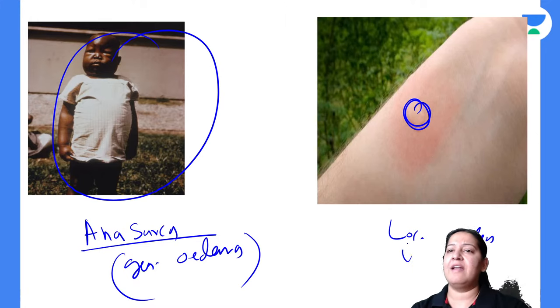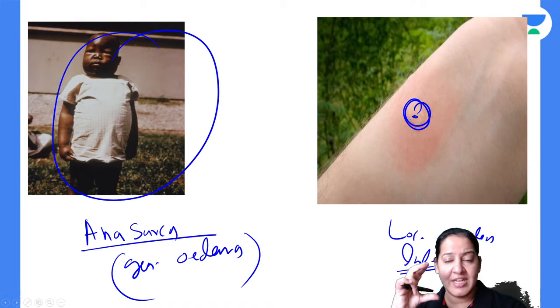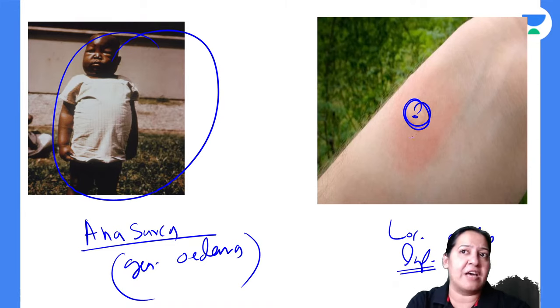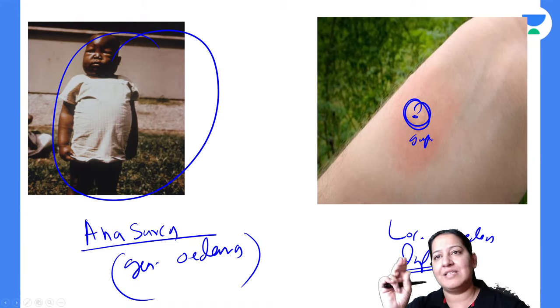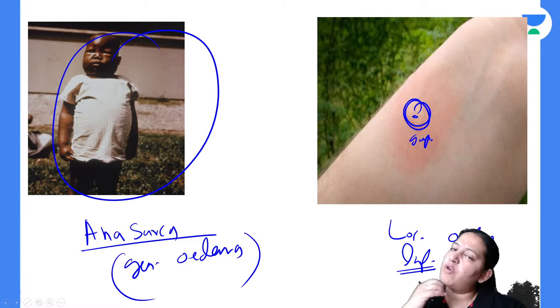The reason for localized edema is inflammation. Inflammation can be the reason. So at this point, the vasodilatation is taking place and vascular permeability increases, the gaps are formed. Because of which the fluid and the protein come out causing edema there.